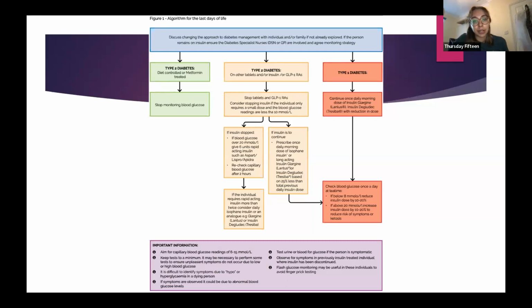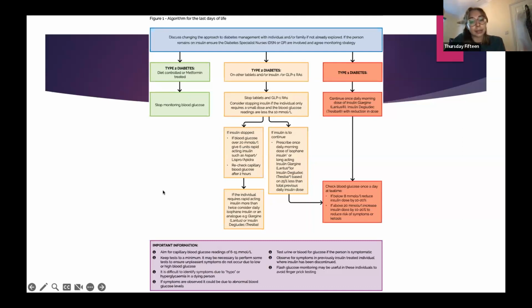Patients who have type 2 diabetes in their last days of life who are diet controlled or on tablets, just stop monitoring blood glucose, stop medications. Patients who have type 2 diabetes who are on combination therapy or insulin, then generally you stop the tablets and you think about stopping the insulin. So that decision is dependent on whether the patient is still eating and drinking and if they've still had hypos. And then you might still think about doing once daily BM checks.